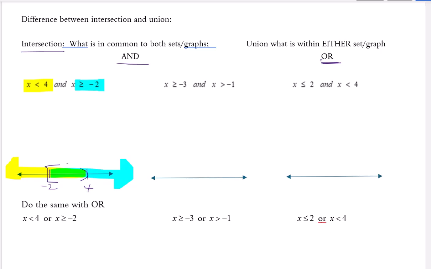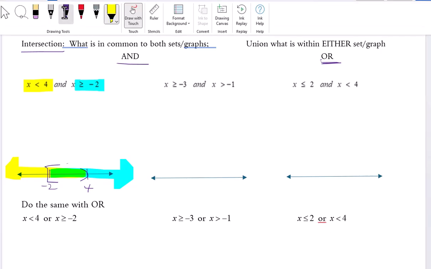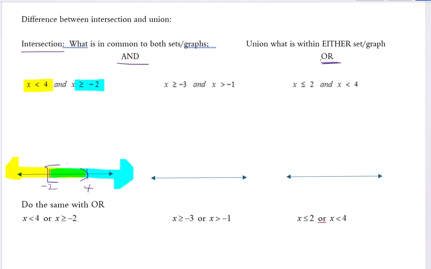If you'll notice, in the first one, we're looking for what is in common. In this case, I like the highlighters because they overlap a little bit and we can see the green. So when we're looking for "and," we're looking for what's in common, or this value in between. It looks like the only parts that are the overlap are the ones that turn green. So it's from -2 and it goes up to 4.